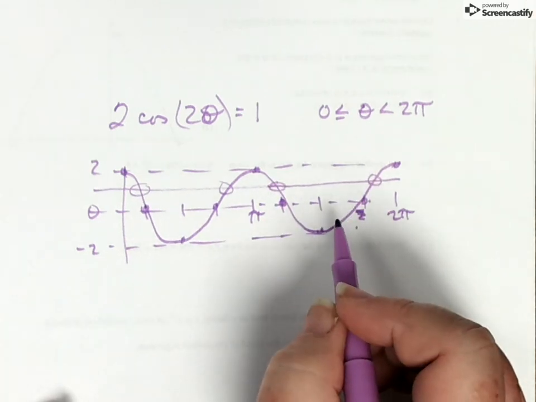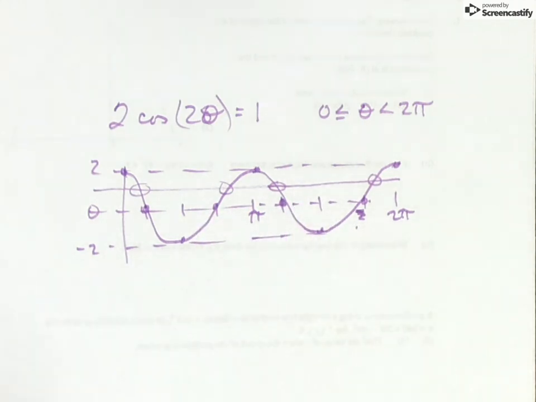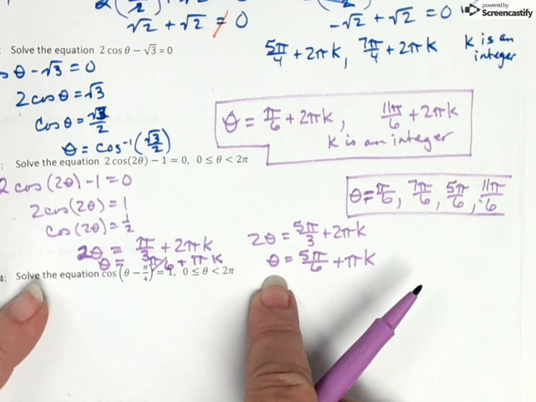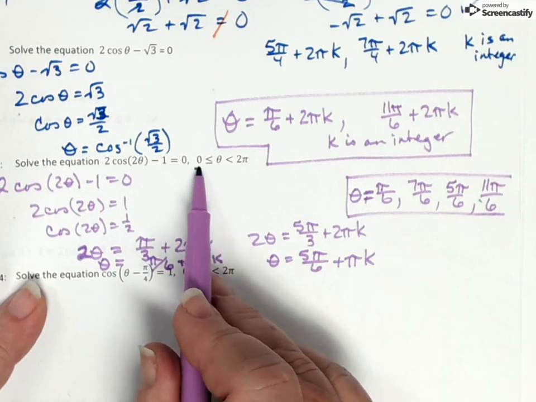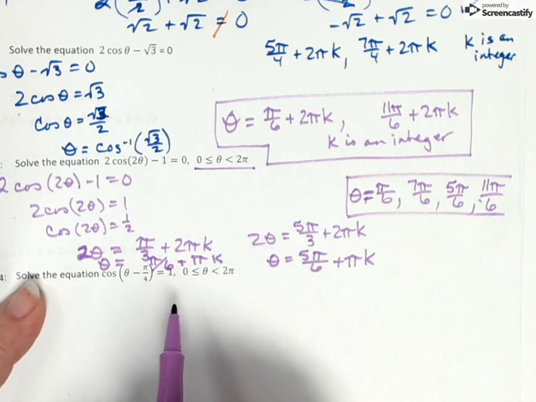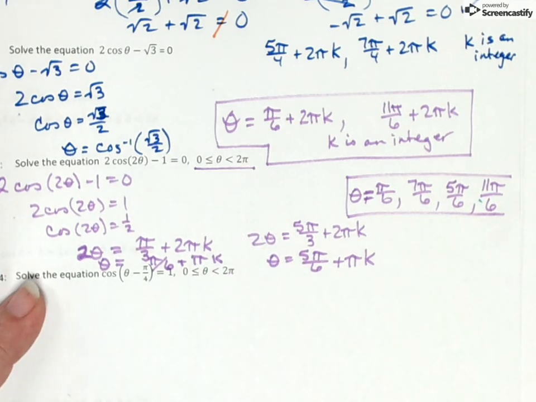So you have some choices. You can take a look at it graphically, or you can take a look at it from the general equation. But once you have the general equation, only find the values that would end up between 0 and 2 pi. There's the 4 values that end up between 0 and 2 pi.